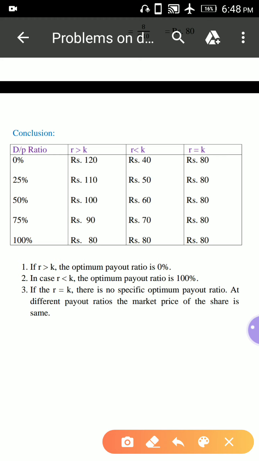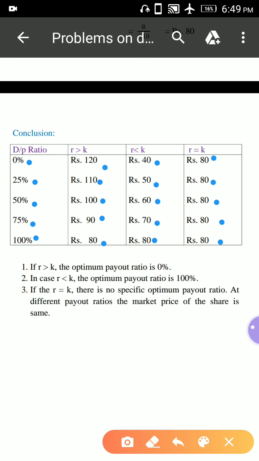When R is greater than K, R is less than K, and R is equal to K, at different payout ratios 0%, 25%, 50%, 75%, and 100%. When R is greater than K, the prices are 120, 110, 100, 90, and 80. Next, R less than K, 40, 50, 60, 70, 80. And when R is equal to K, 80, 80, 80, 80, and 80 rupees.